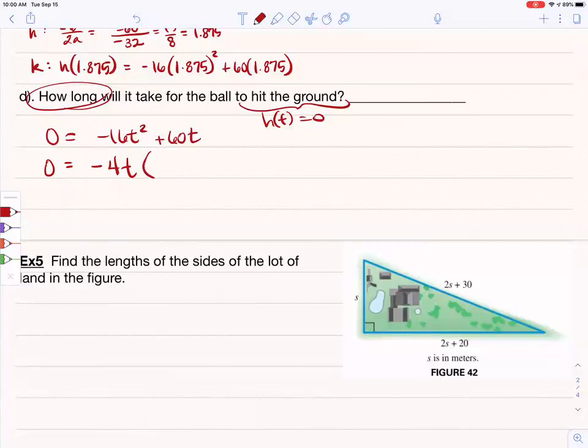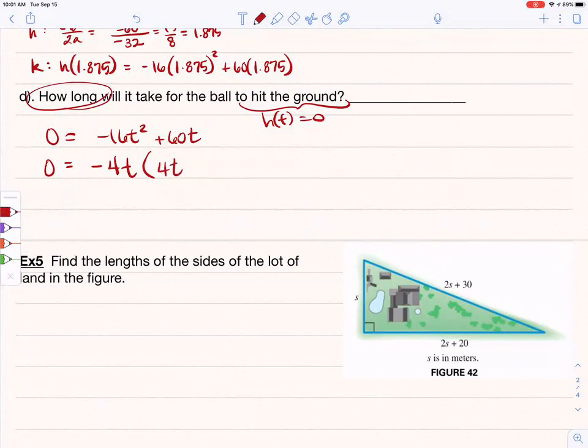Remember, factoring is just simply done by dividing. So when you take a negative 16t squared and you divide by negative 4t, what's left over? A positive 4t.